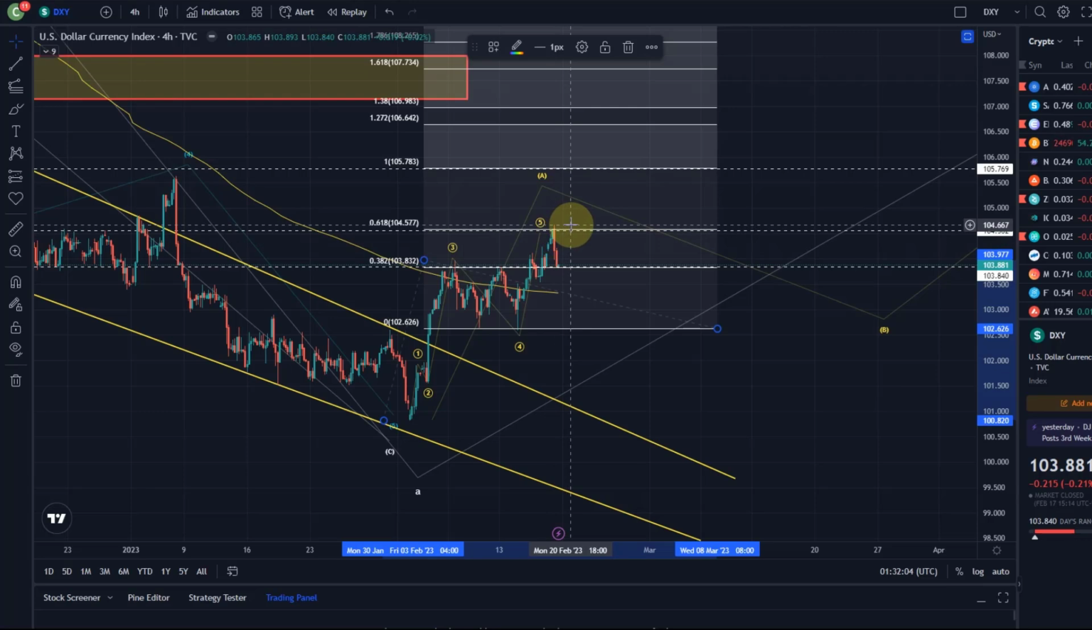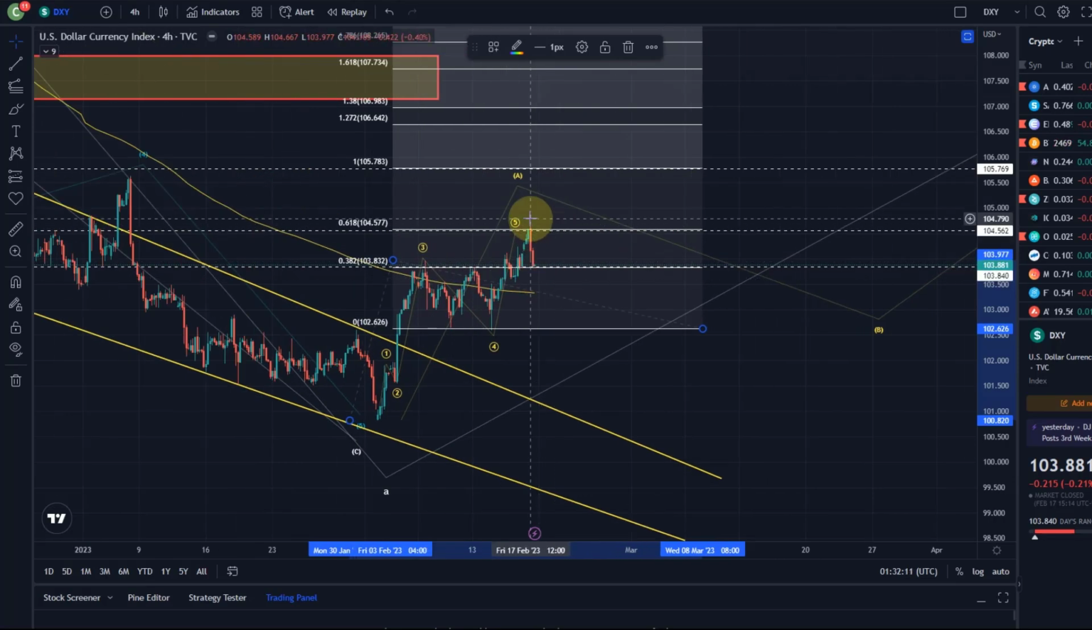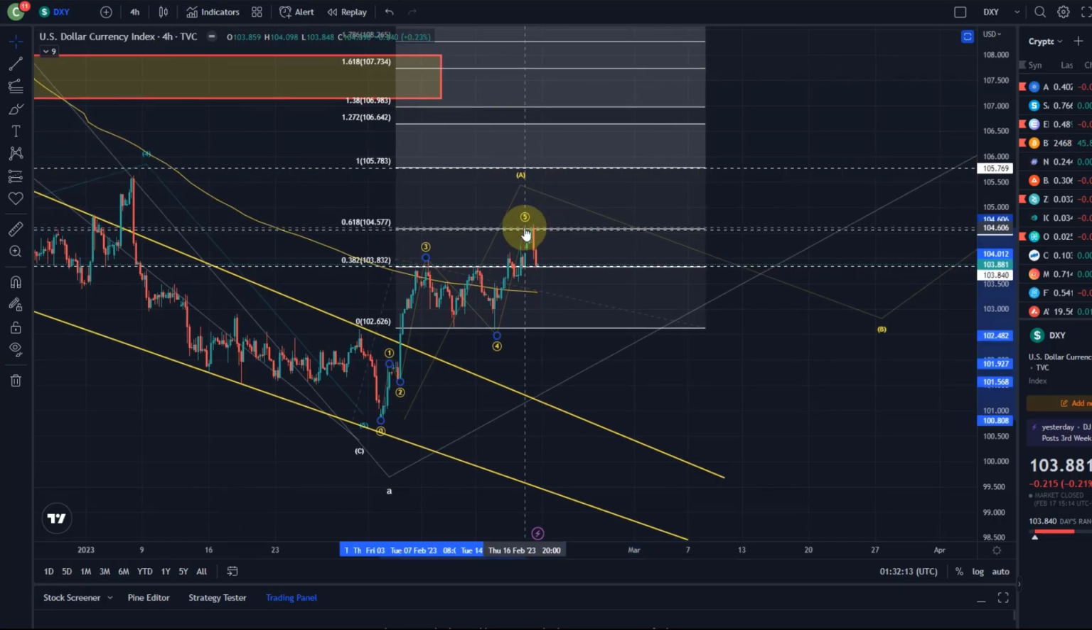Again, it's fib levels, right? There is no particular level there. It's just Fibonacci. It's mathematics. So this is a very, very valid wave 5 target. So it also reacted to it.